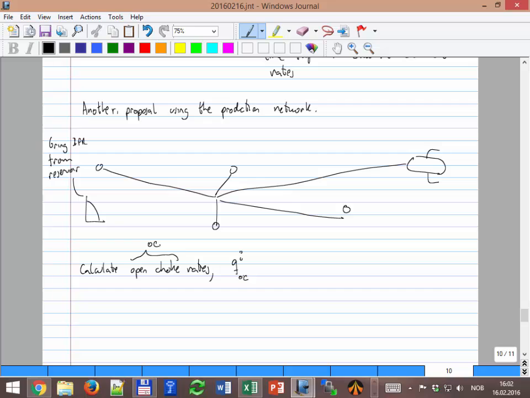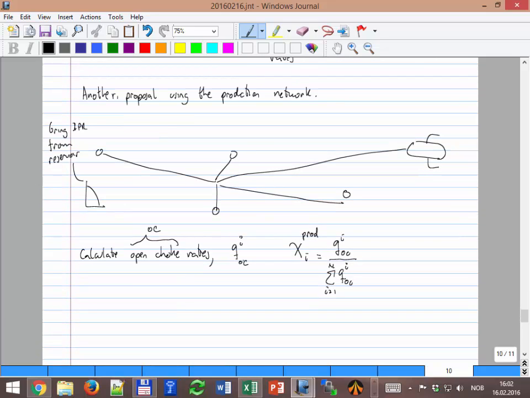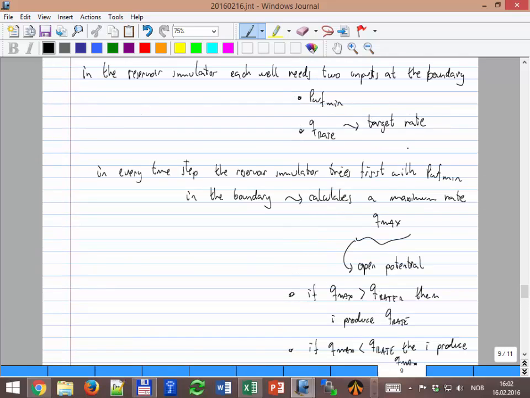And then we calculate another splitting factor, in this case of the production. A splitting factor that will be Q of each well divided by the sum from i equal to 1 to n of this Q OCi. And then we split based on this factor. This is a bit more accurate procedure than just using the potential from the reservoir simulator, because this one takes into account the pressure drop in the lines and in the well all the way to the separator. The other one is just using a fixed value.